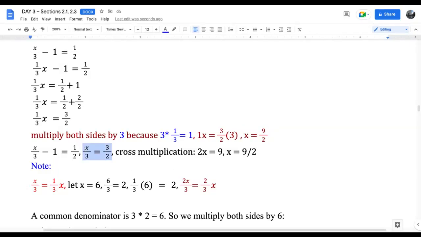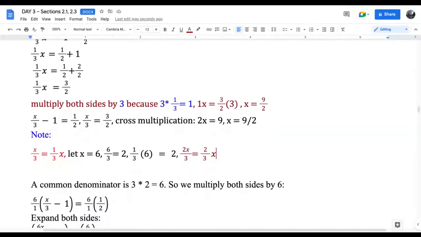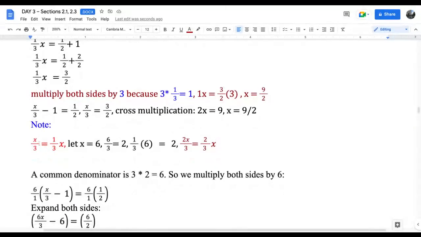Another thing is, if we have one fraction on the left-hand side, another fraction on the right-hand side, just two fractions, we can do something called a cross multiplication. We can cross multiply. We can multiply x with 2, we get 2x. We can multiply 3 with 3 to get 9. So we get 2x equals 9. So we also get x equals 9 over 2. Right? This is something called a cross multiplication when we have a fraction on the right and a fraction on the left. Yeah, just remember x divided by 3 is 1/3 of x.